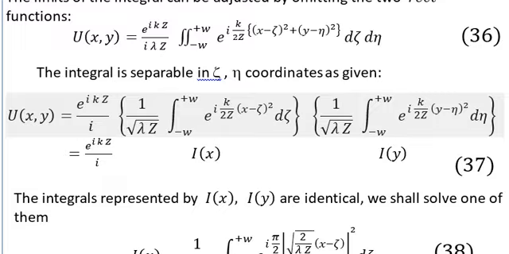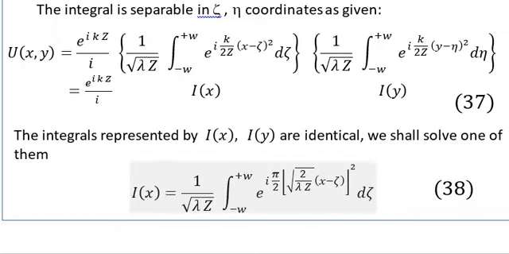Both integrals are very similar. So if we evaluate one of the integrals, the other can be written directly by just a change of variables. So the integrals represented by I of x and I of y are identical. We shall solve one of them, I of x, given in equation number 38. You see that we have just written the exponent in another form as given in equation number 38.